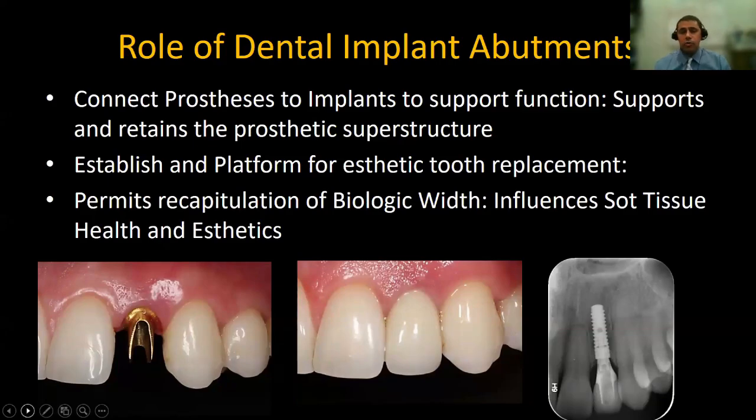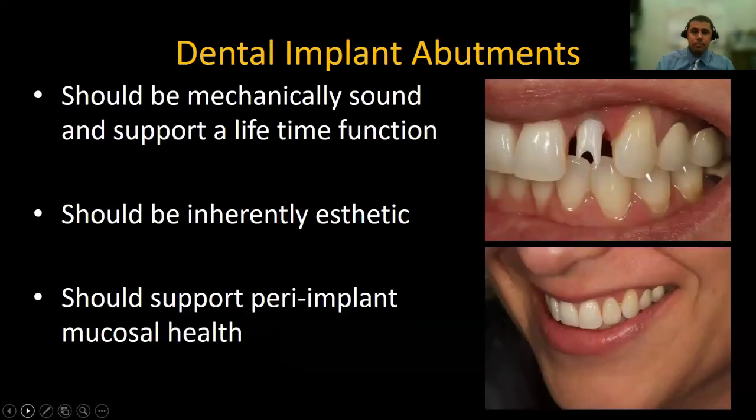It is the part that connects the prosthesis to the implants. It's the foundation to provide support for function and aesthetics. And it permits the reestablishment of the biological width around dental implants, which has a huge influence on soft tissue health and aesthetics.